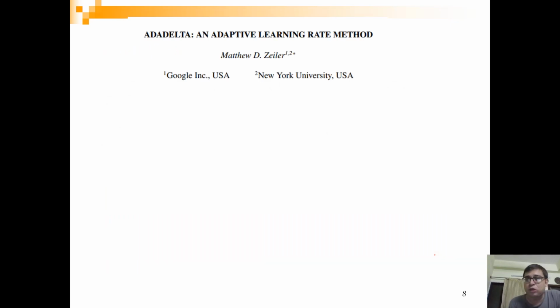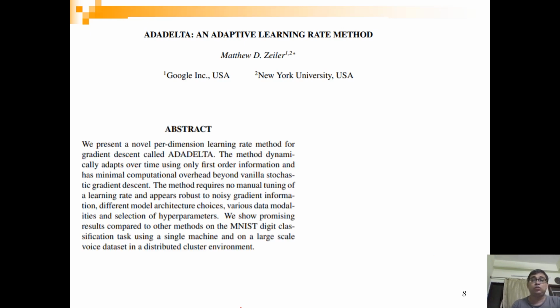So this was a paper from 2012 by Zeiler from Google. I just want to take you through the abstract. It is a novel per-dimension learning rate method. So it was focusing on the per-neuron kind of learning rate, which is AdaDelta. This method dynamically adapts over time using only first order information, because the derivatives that I'm dealing with are first order, and has minimal computational overhead beyond vanilla stochastic gradient descent, right? So this method requires no manual tuning of a learning rate and appears robust to noisy gradient information, different model architecture choices, various data modalities, and selection of hyperparameters.